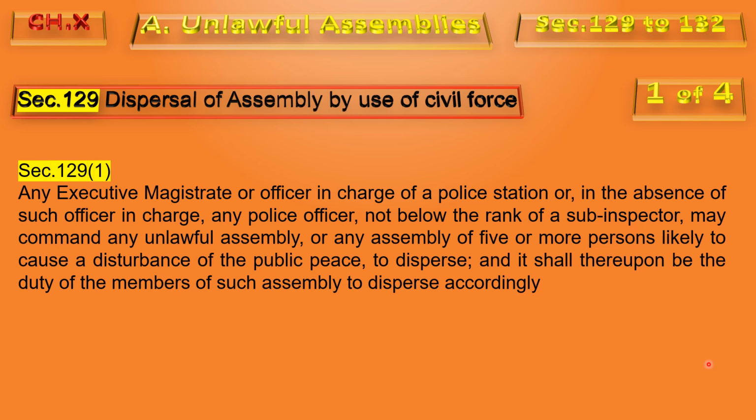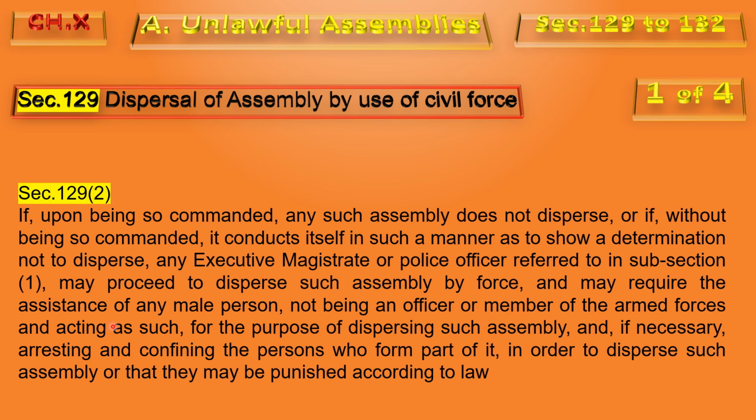And what if it is not successful? What if they don't listen? Then subsection 2 of section 129 comes into force. Let's read that. If upon being so commanded, any such assembly does not disperse, or if without being so commanded, it conducts itself in such manner as to show a determination not to disperse, any executive magistrate or police officer referred to in subsection 1 may proceed to disperse such assembly by force and may require the assistance of any male person not being an officer or member of the armed forces and acting as such for the purpose of dispersing such assembly, and if necessary arresting and confining the persons who form part of it in order to disperse such assembly, or that they may be punished according to law.